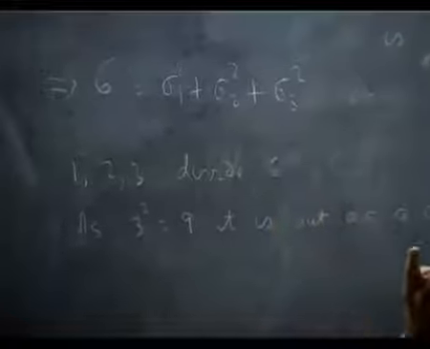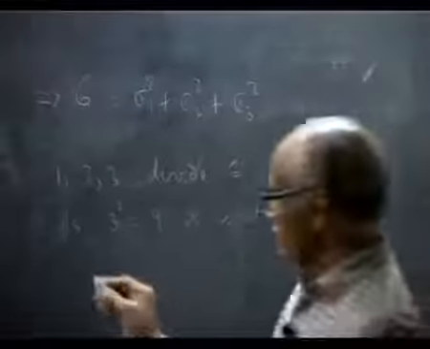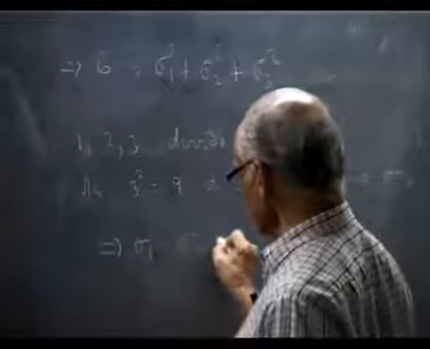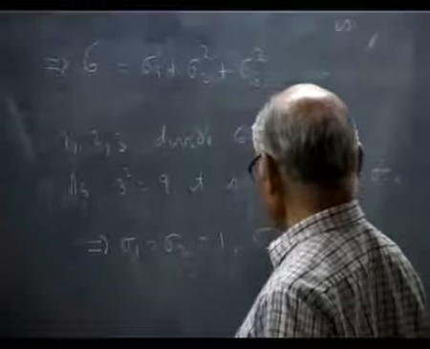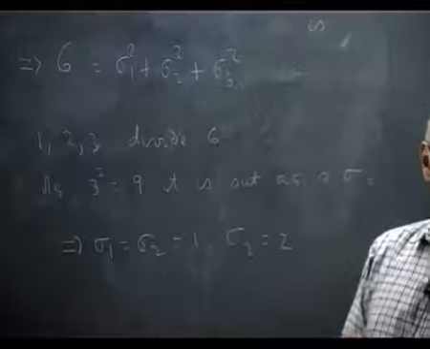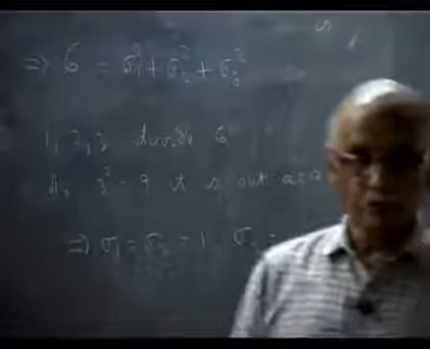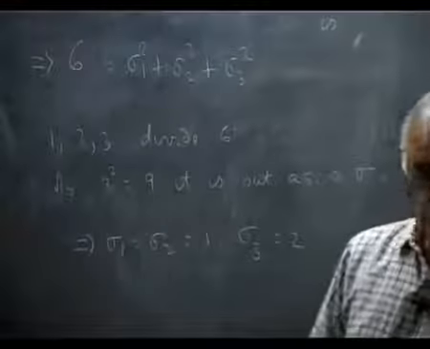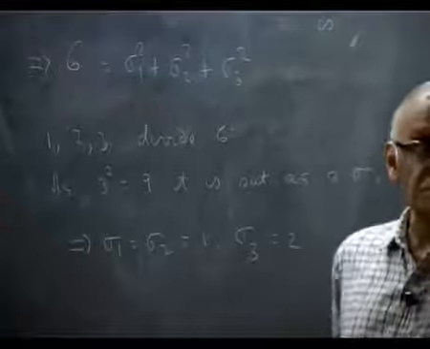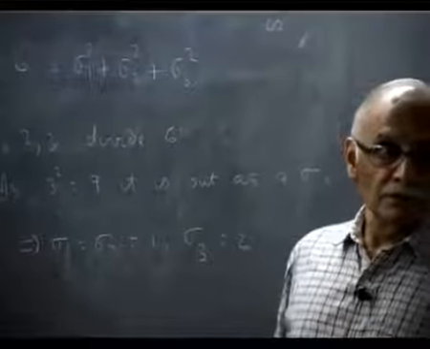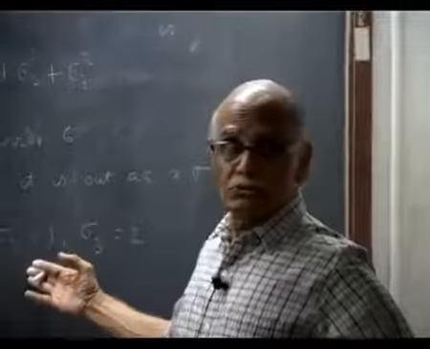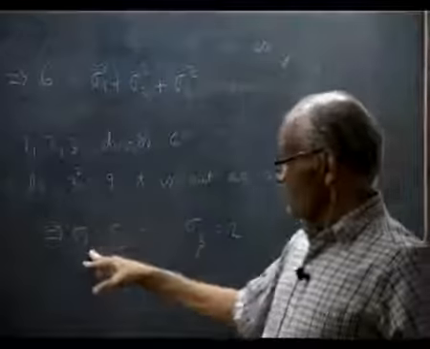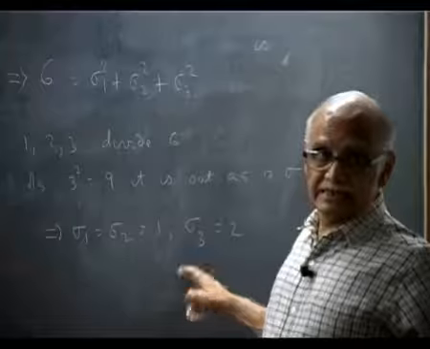So what is this? There is only one solution with 1 and 2: sigma 1 equals 1, sigma 2 equals 1 and sigma 3 equals 2. There is no other solution. So these two are the analog of this. Here sigma 1 is the identity representation. These are one dimensional representations.